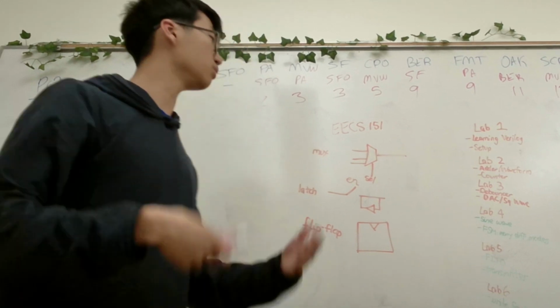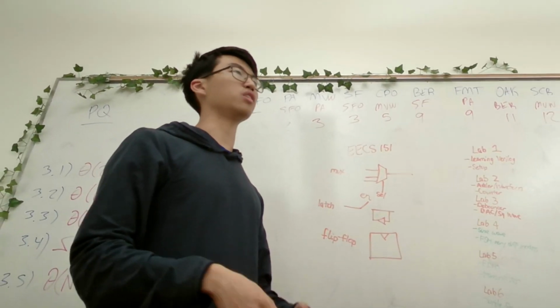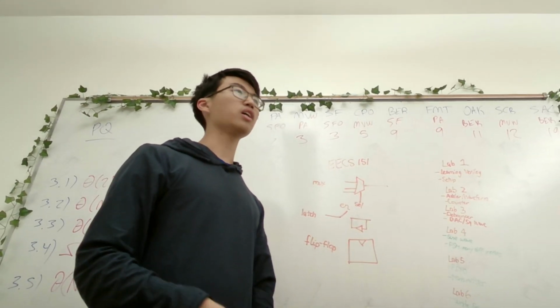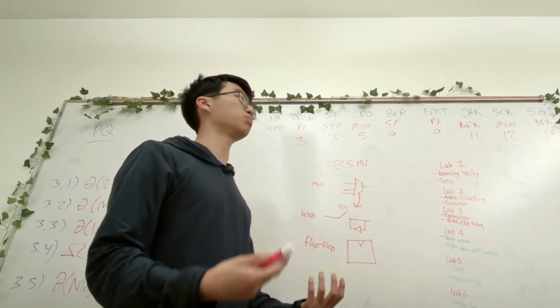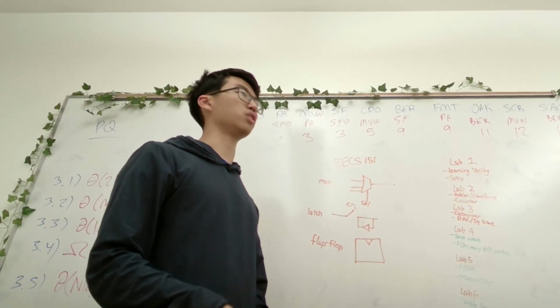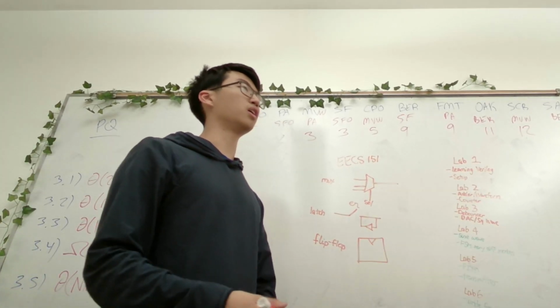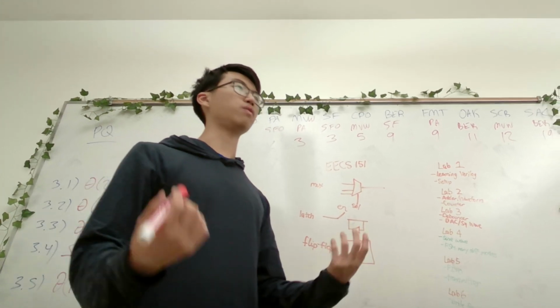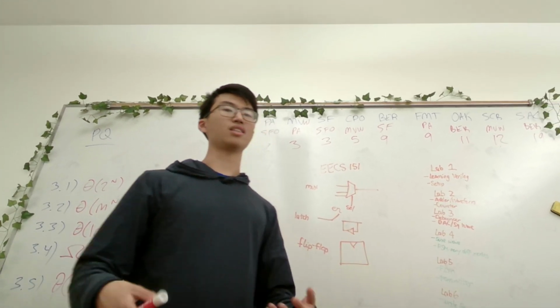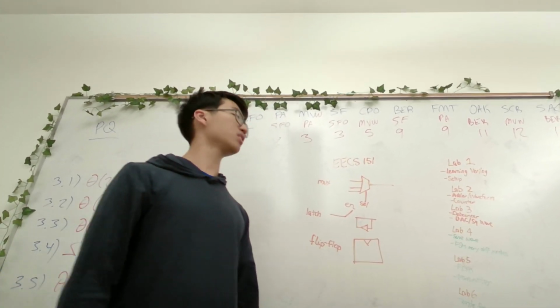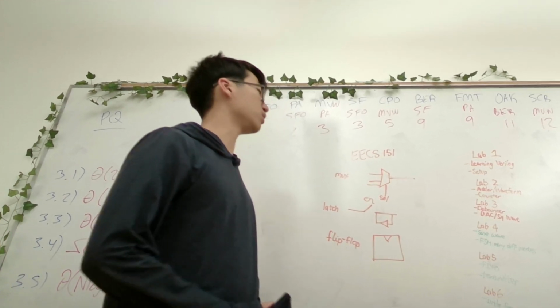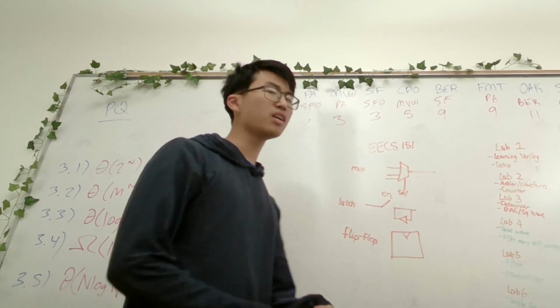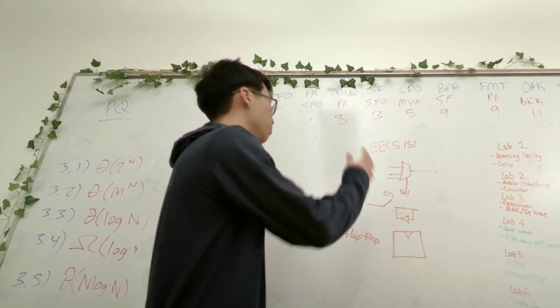You can use an AND gate. You can use smaller muxes. You can use a decoder and encoder, which is still something I'm trying to figure out how it works, even though I technically should know it. That's going to be for later. And that's how muxes work.